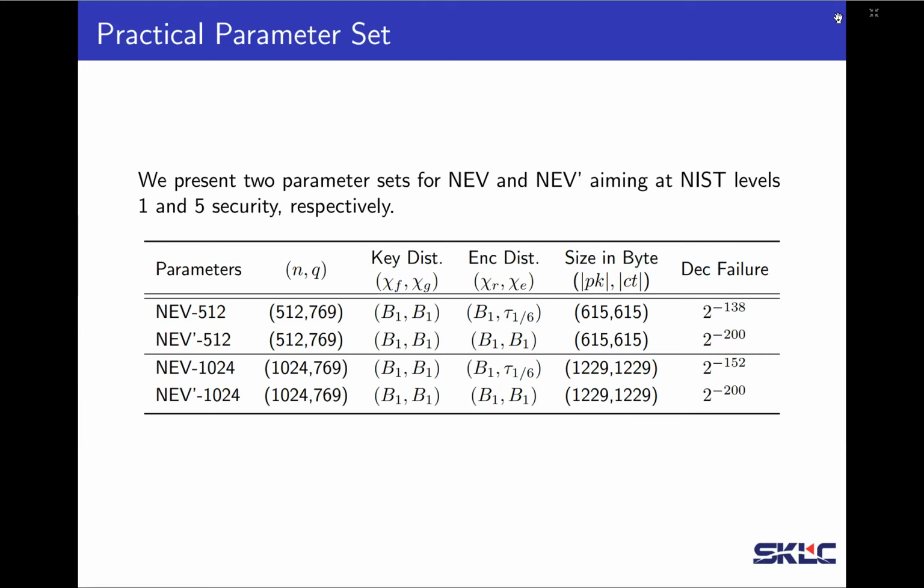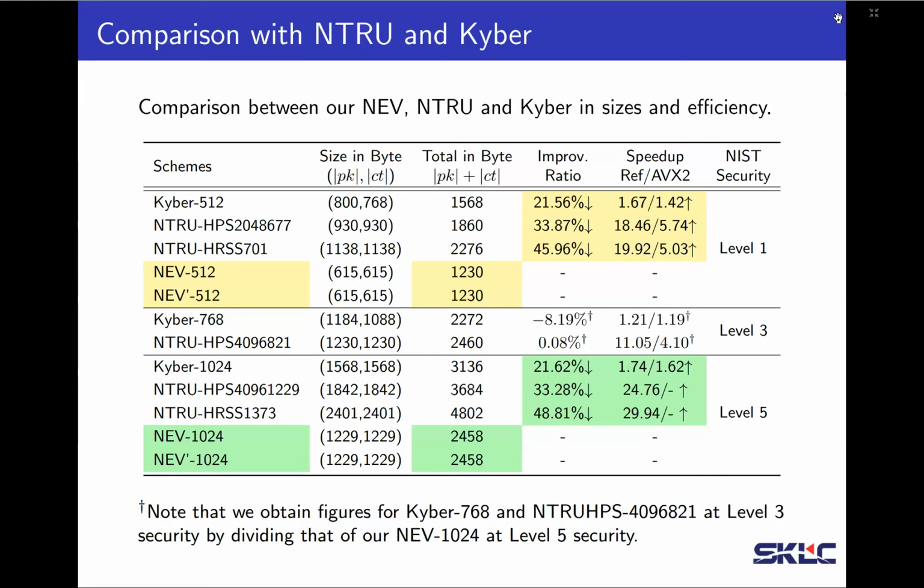When compared with existing schemes, for level 1 security, our scheme can achieve 21% more compact than Cairo, and 33 to 45% more compact than the others. It is also 1.4 to 1.6 times faster than Cairo, and 5 to 90 times faster than the others. For level 5 security, our scheme is 21% more compact than Cairo, and 33 to 48% more compact than the others. It is also 1.6 to 1.7 times faster than Cairo, and 24 to 29 times faster than the others.